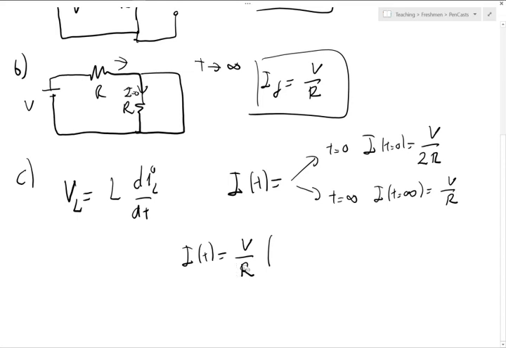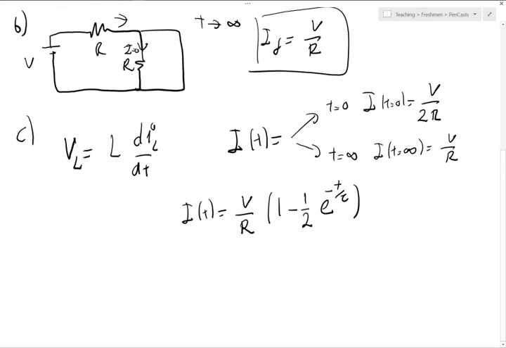So let's do it: V over R, 1 minus 1/2 e to the minus t over tau. When I put t equals 0, that gives me V over 2R. When I put t equals infinity, it gives me V over R. So this is nice, but what's the time constant?